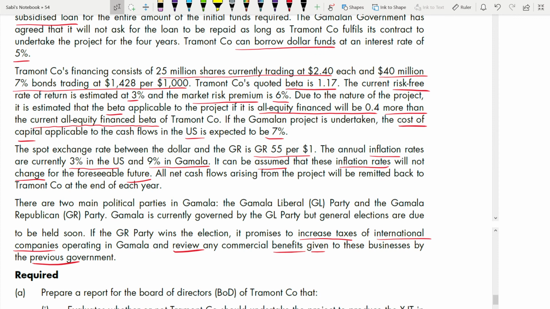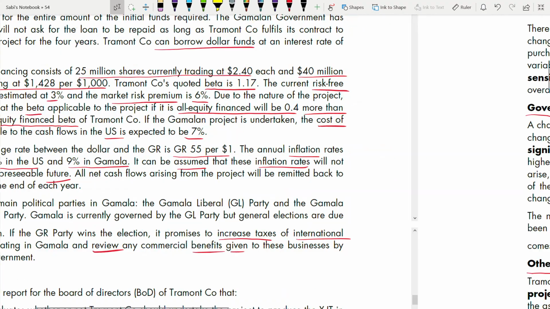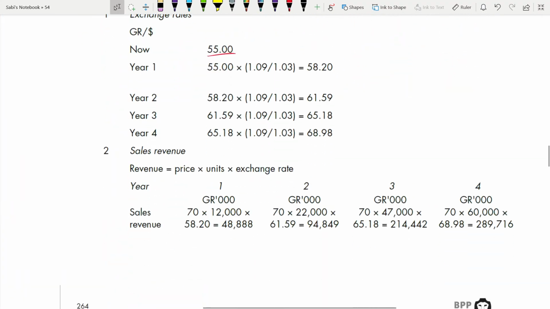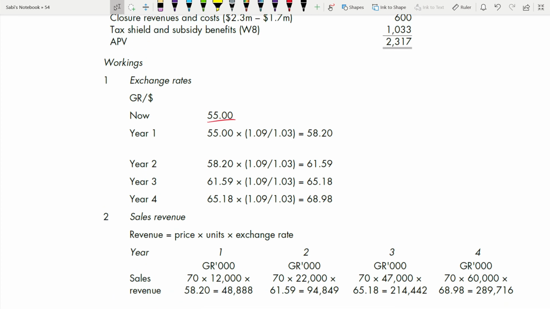So the GR inflation is 9%, US is 3%. So it will be exactly 1.09 divided by 1.03. GR's inflation will be on the top because 55 is in GR, divided by the dollar's inflation rate 1.03, which gives 58.2. Now from here, they are predicting for the second year. It will be the same inflation in all 4 years, and then you get all the rates.